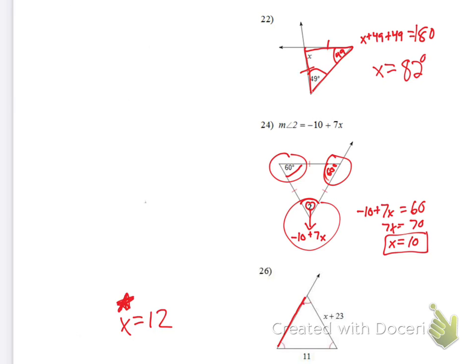All right, so we have all the angles are equal, right? That means all the sides are equal. So that would mean x plus 23 is equal to 11. I'm going to minus 23, and I'm going to get x is equal to negative 12, not a positive 12, Mr. Cladis. So minus 0.5 for Mr. Cladis.